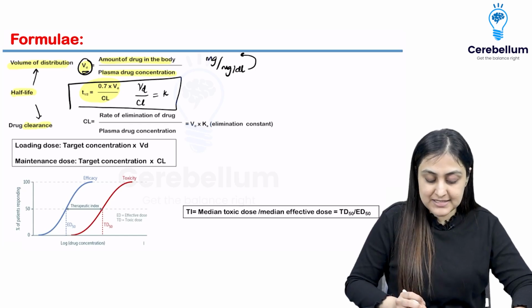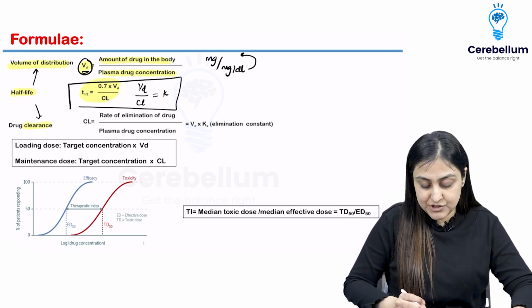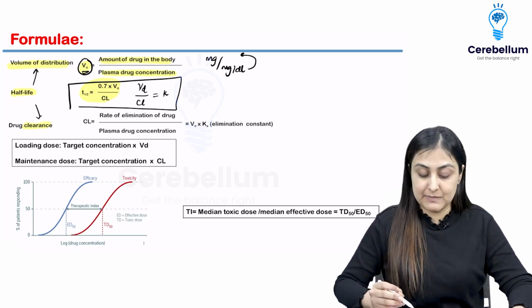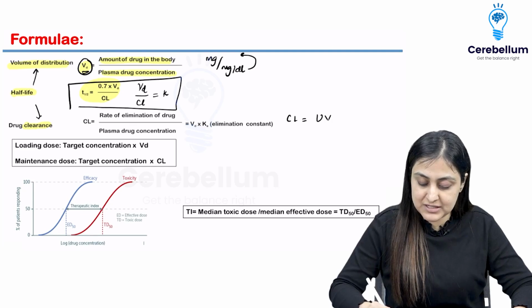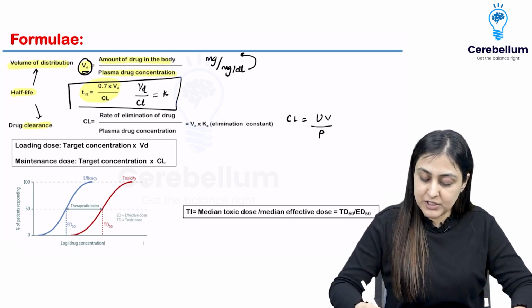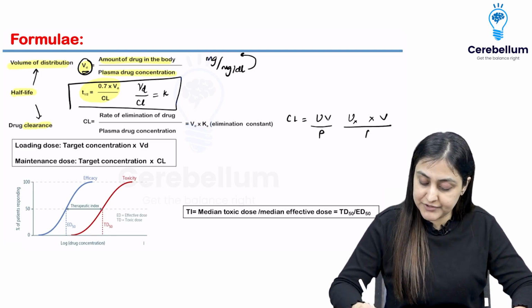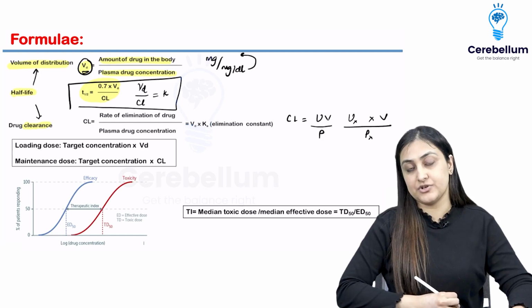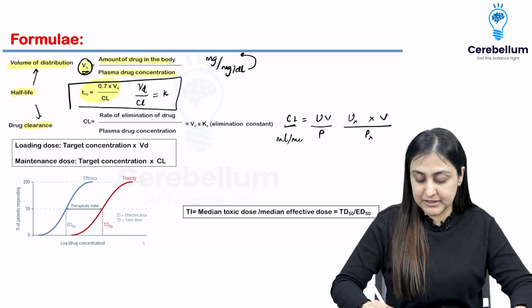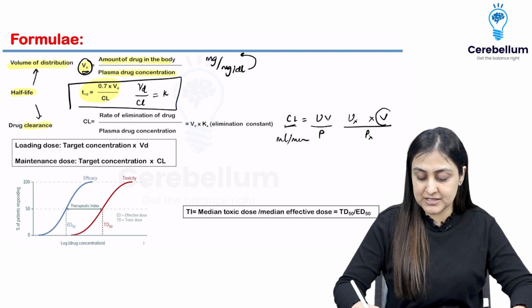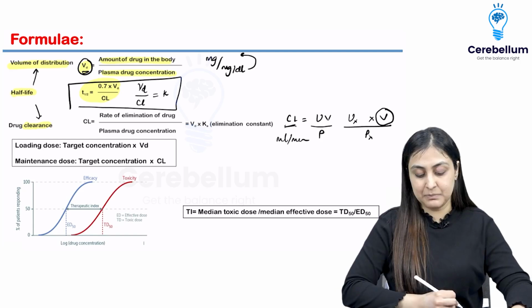So clearance is the rate of elimination of drug upon the plasma concentration. This also we have already done in renal physio. This is just like UV by P. So what is the urine concentration into the volume or the rate of clearance and plasma concentration. So this is how you're going to get a unit of ml per minute. So U and P concentrations cancel out. So V is ml per minute.